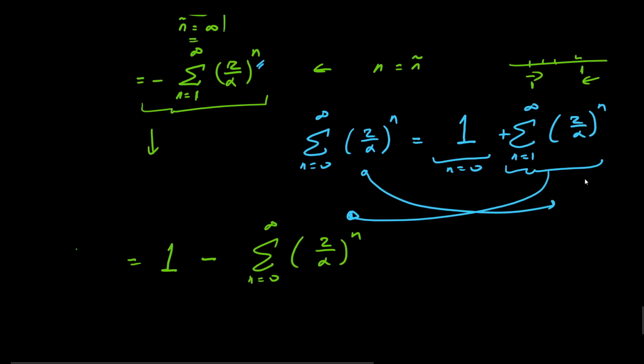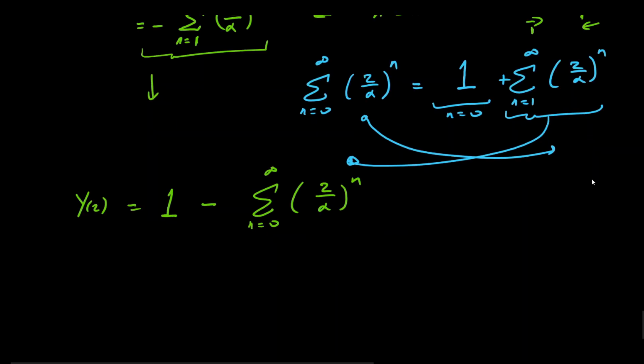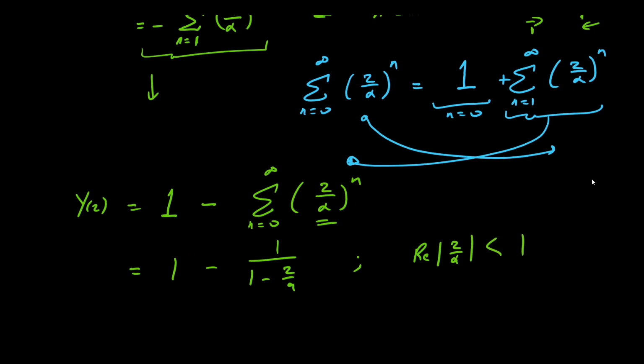Now this was our y of z. As this is equivalent to 1 minus 1 over 1 minus z by alpha, given that the magnitude of z by alpha is less than 1, that is, the magnitude of z is less than the absolute value of alpha. This is our ROC.